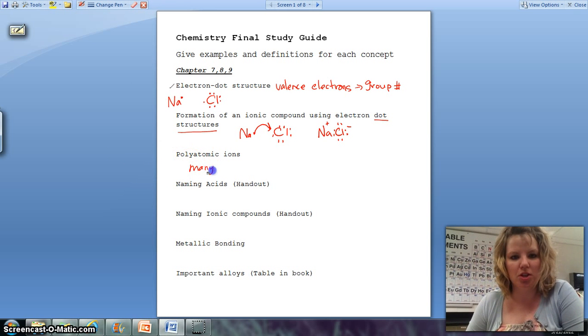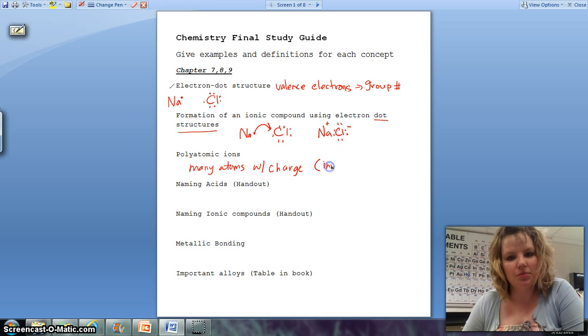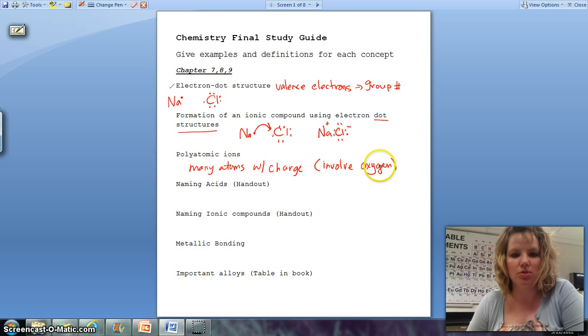Okay, polyatomic ions, you just need to be familiar with them. That's many atoms with a charge. You'll have your charts tomorrow, so you can look at them. They always involve oxygen, okay? And so just be able to identify those, and if they're in one of your compounds, recognize that and name it accordingly. Make sure you look over them so you're familiar with which ones you might need to use.